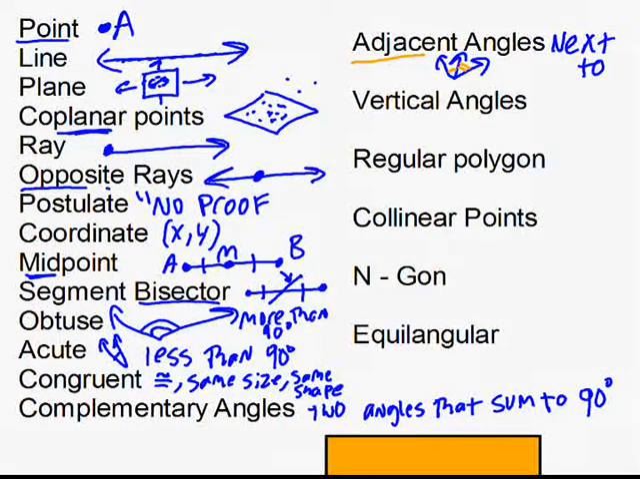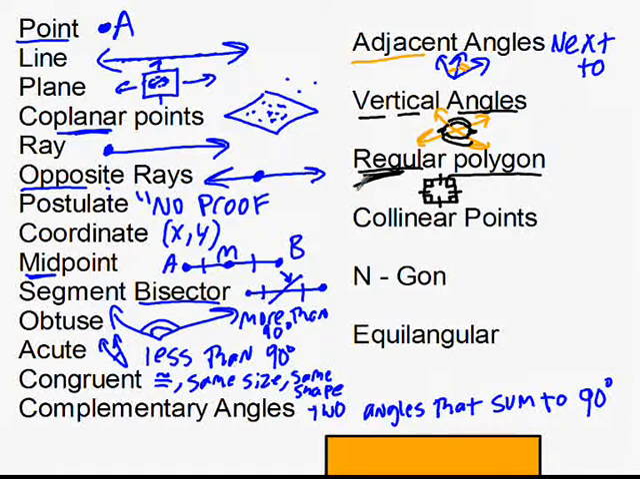Vertical angles are when I have lines that cross each other and I end up getting this angle congruent to this angle and this angle congruent to this angle. That is the definition of vertical angles. It would be the ones across from each other. A regular polygon is like a square where every side is congruent and all the angles are also the same. Regular: every side and angle are congruent.